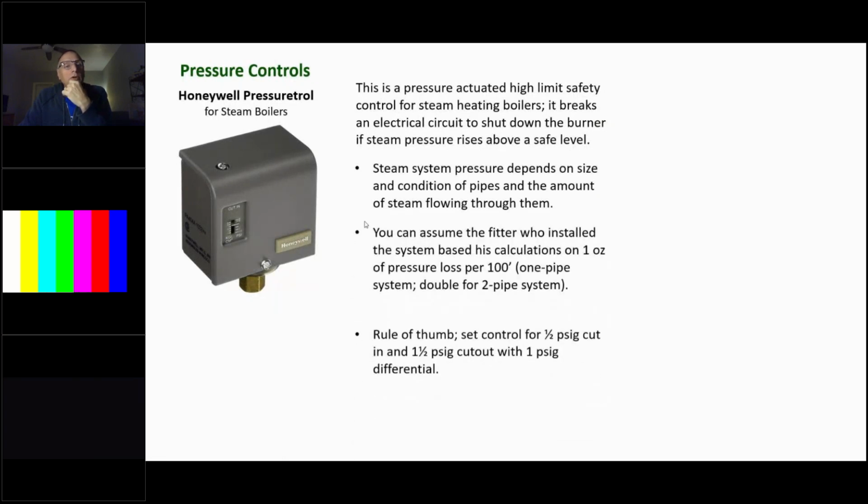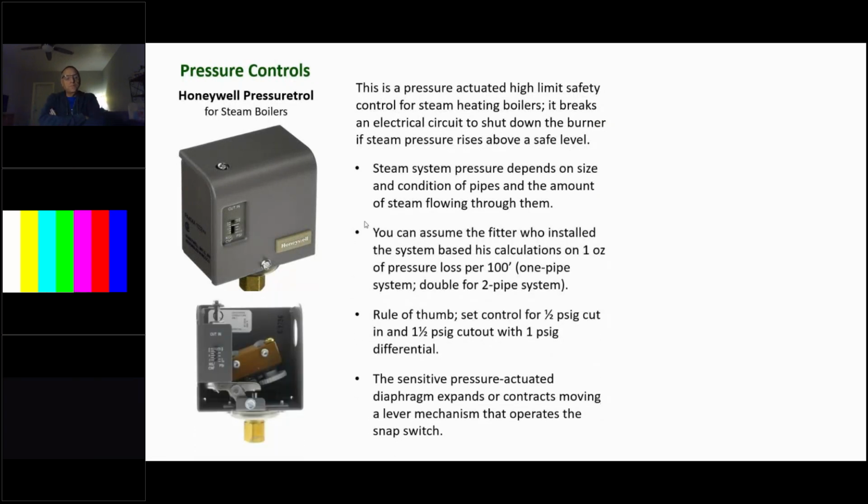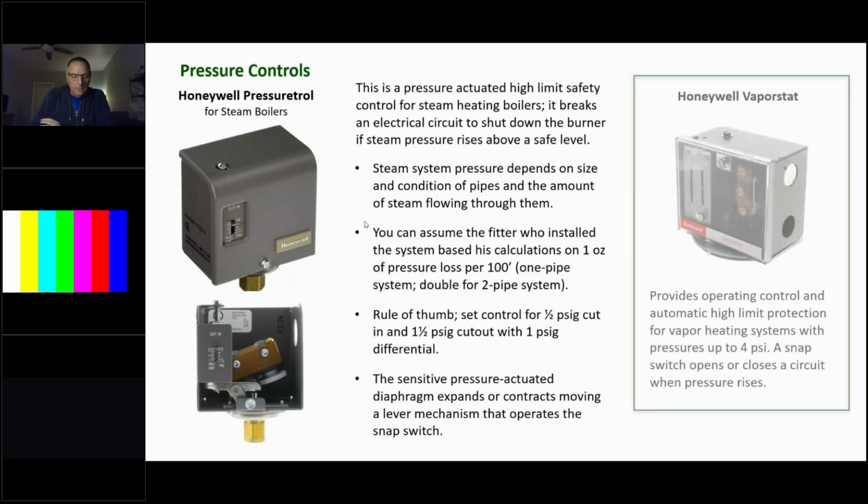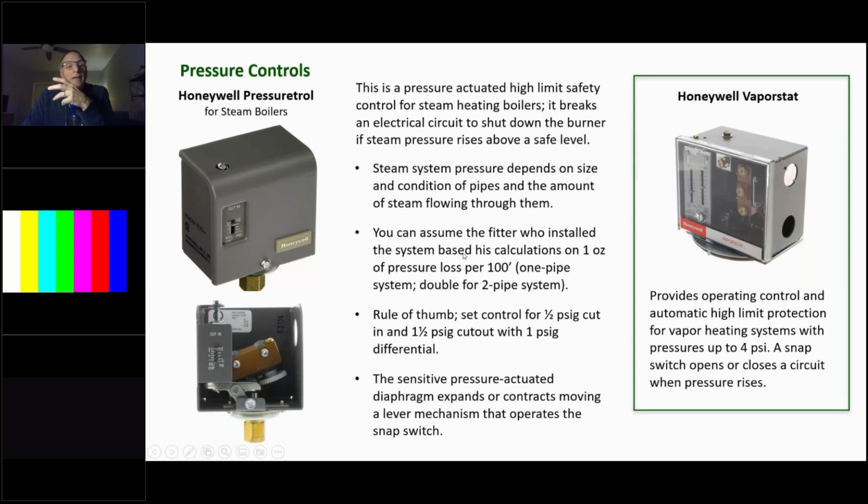So we have pressure controls for boilers. What this is, is a pressure actuated high limit safety control for steam heating boilers. The steam system pressure depends on the size and condition of the pipes and the amount of steam flowing through them. You can assume the dead guy that sized this house you're in installed the system based on his calculations of 1 ounce of pressure loss per 100 feet of pipe in a 1-pipe system, double that for a 2-pipe system.